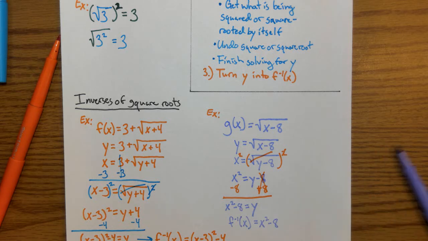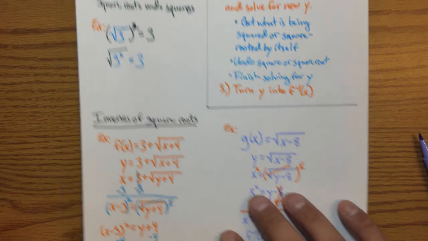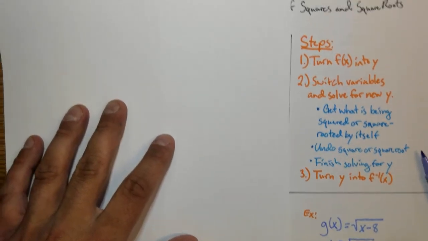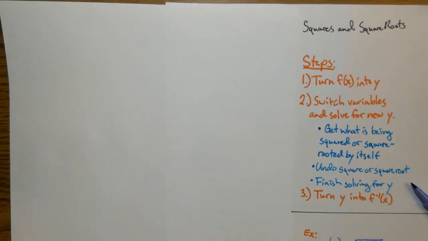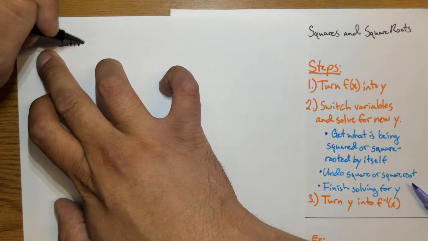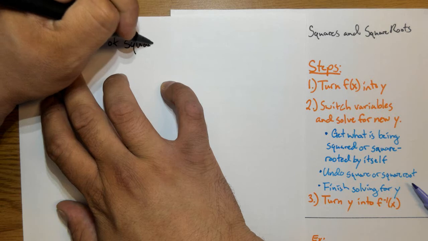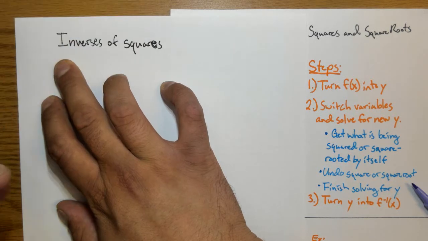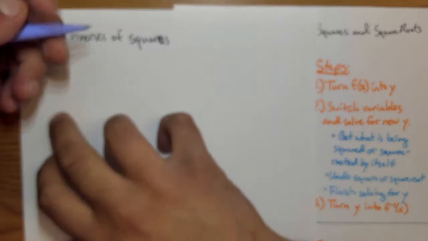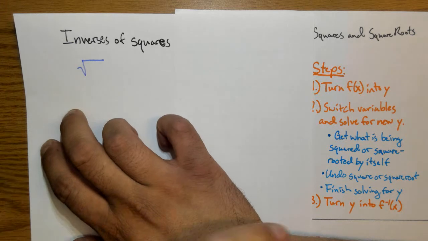Now, let's move on to finding the inverses of functions that are squared. Now, I said earlier that it's going to look a little different, and I wasn't lying. It will look a little different. Inverses of squares. So let's recall something like this. I'm going to introduce a new notation to y'all.